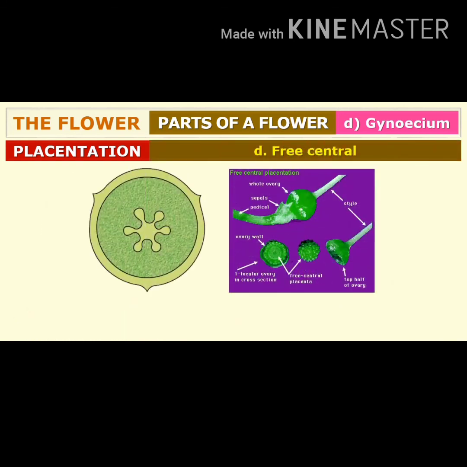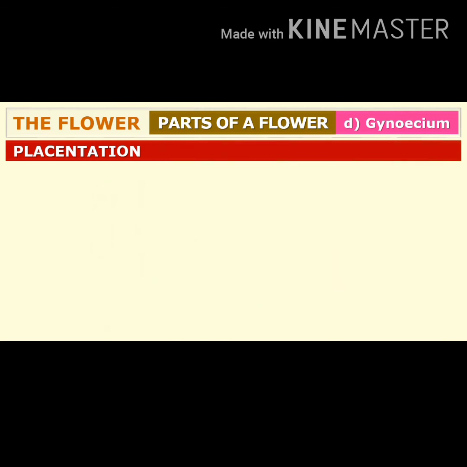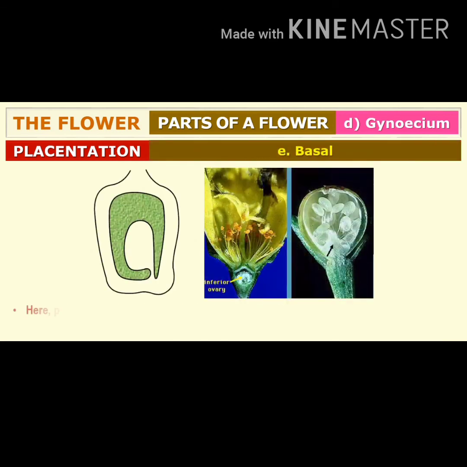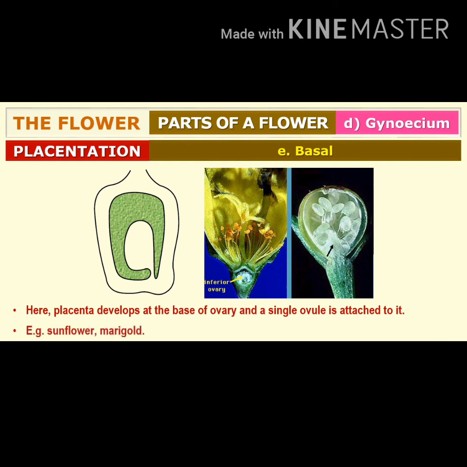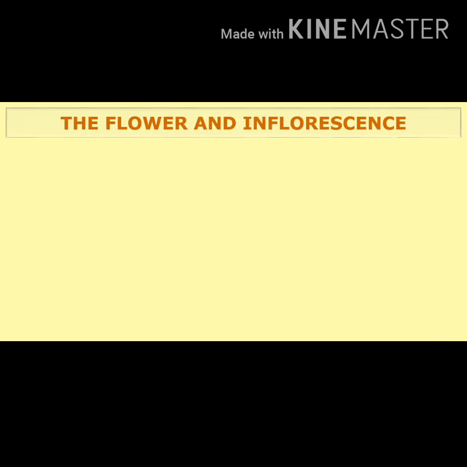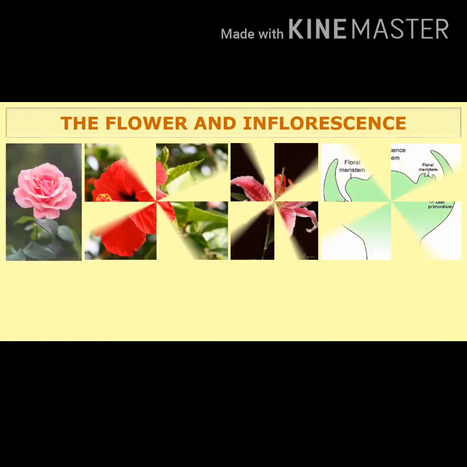The fourth type is free central placentation. Here ovules are borne on the central axis and septa are absent. Example, dianthus and primrose. And the last type is basal placentation. Here the placenta develops at the base of the ovary and a single ovule is attached to it. Example, sunflower and marigold. So in this chapter we have studied about the flower.